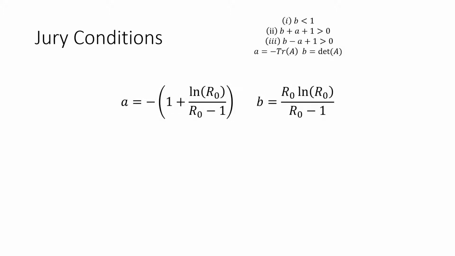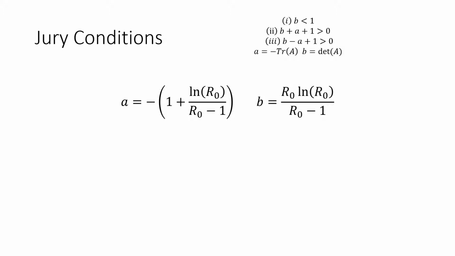Sometimes, as in this case, it is not practical to find the eigenvalues of the system. In this case, we can use the Jury conditions to analyse the stability of these fixed points. The conditions are given as b is less than 1, b plus a plus 1 is greater than 0, b minus a plus 1 is greater than 0, where a is the negative trace of the Jacobian and b is the determinant of the Jacobian. To see where these conditions come from, refer to the video about the Jury conditions themselves.